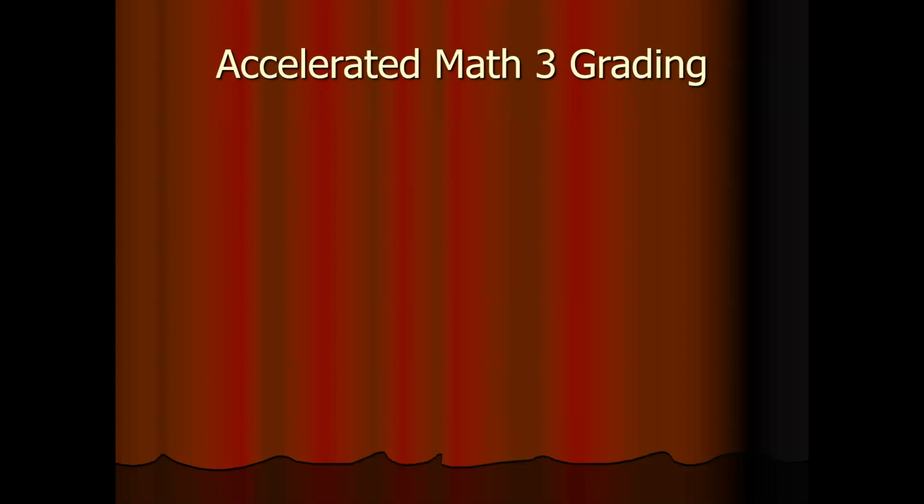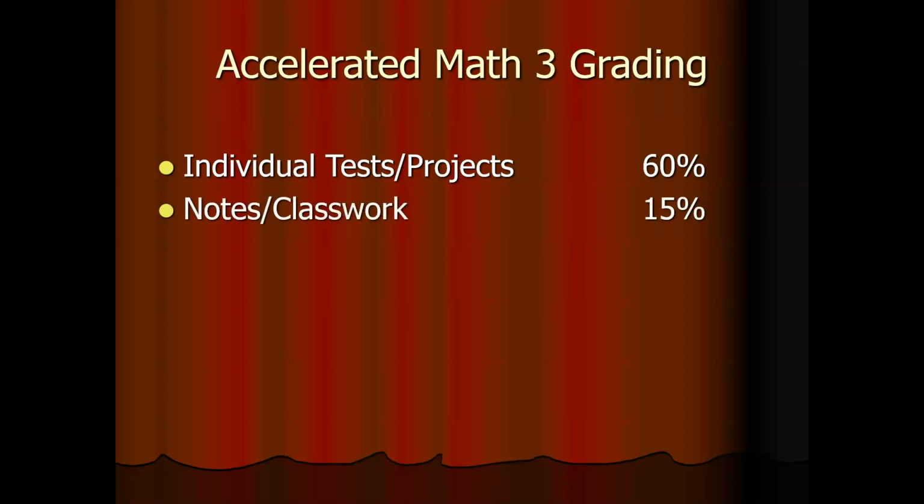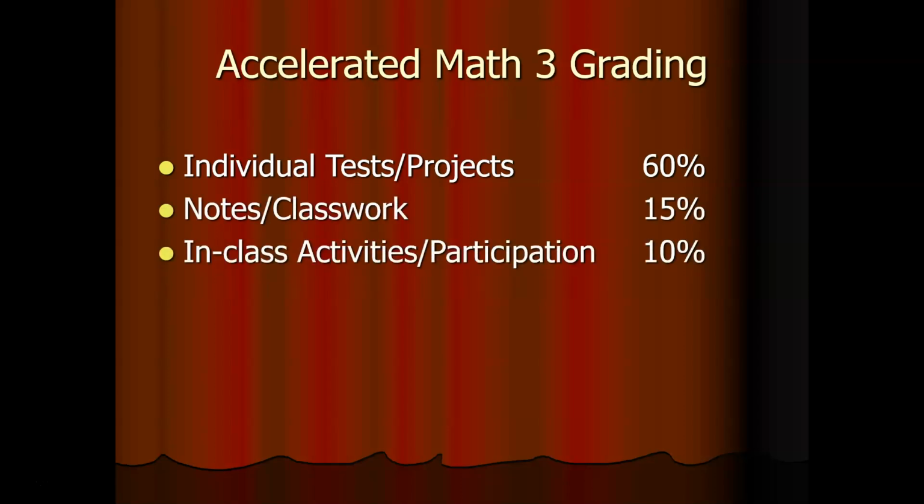In my class, important things to know would be that tests and projects make up 60% of the grade. Notes and classwork make up 15%. In-class activities and participation make up 10%. And then the final exam is 15%. And if I've done my math right, that should total up to 100%.